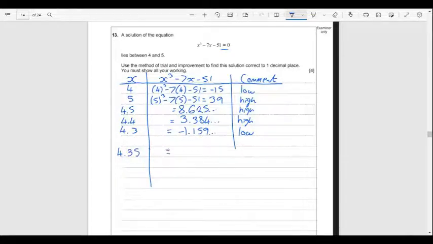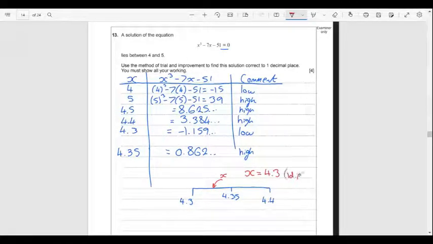So try the midpoint of those two values, 4.35. That gets me 0.862. Great. This is too high as well. So if I very quickly draw a number line, 4.3, 4.4, 4.35 in the middle. If 4.35 is too high, that means x is somewhere there, okay? So that must mean that x is closer to 4.3 with our answer given to 1 decimal place, okay? Let's have a look at the next question.